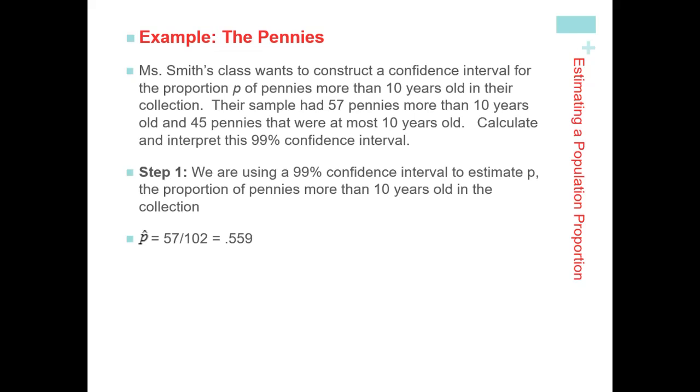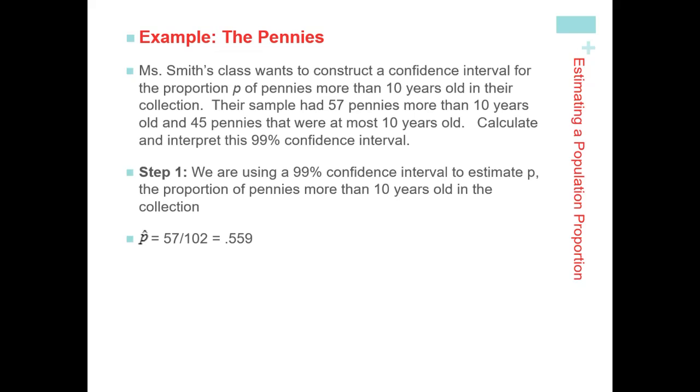And then in our case, for our sample, 57 were more than 10 years old, and 45 were at most 10 years old, so that's 102 in the entire sample, 57 plus 45. And so our p hat is 57 out of the 102 that were more than 10 years old. So 0.559. That's what we're going to use for our p hat from here on out. Okay, so that's step 1.